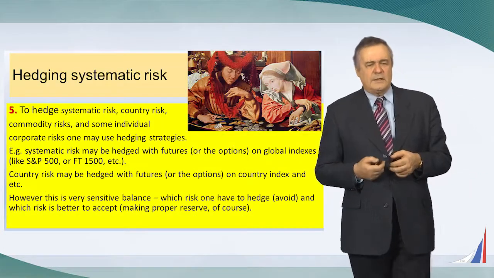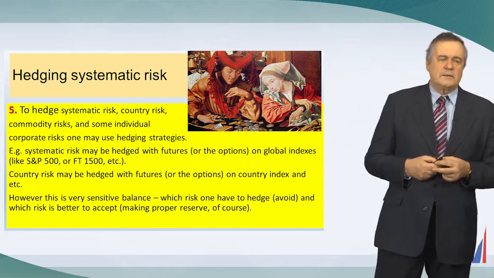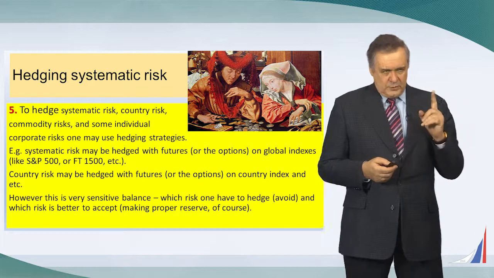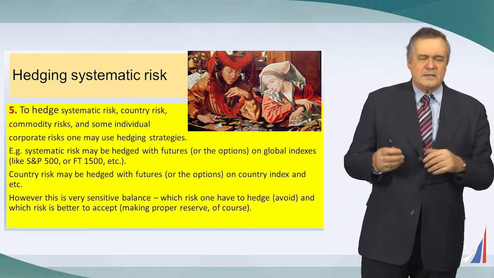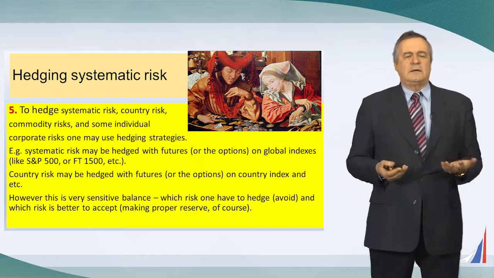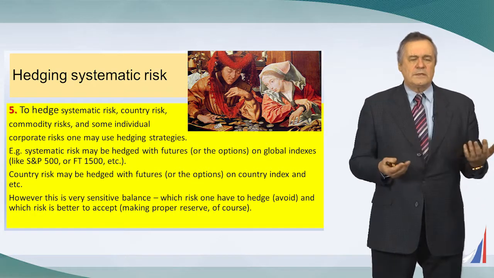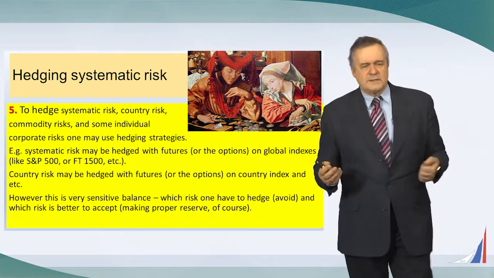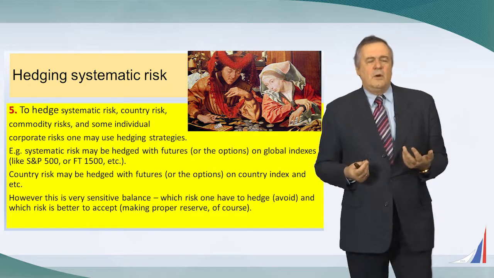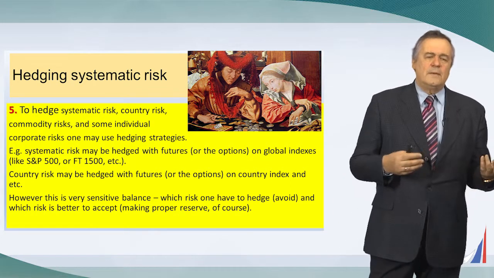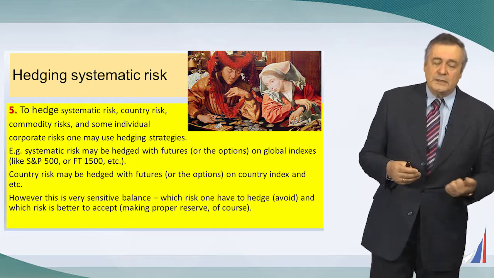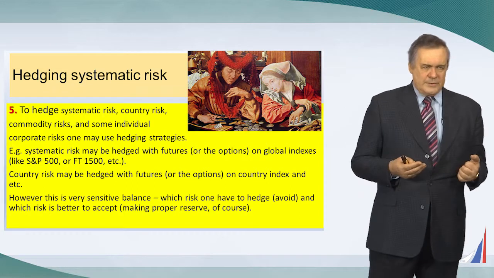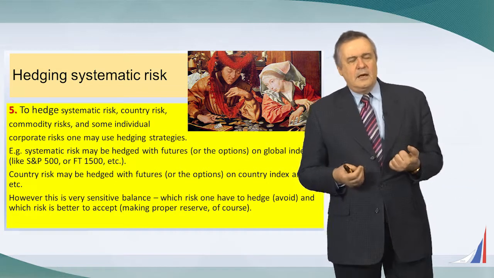Hedging systematic risk. And the last part of my introduction is about hedging systematic risk. Don't confuse it with systemic risk, please. It is a different type of risk, of course. To hedge systematic risk, for example, country risk, commodity risk, we usually shall use some global options on global indexes, or maybe futures on global indexes. To hedge country risk, we may use futures or options on a country index.